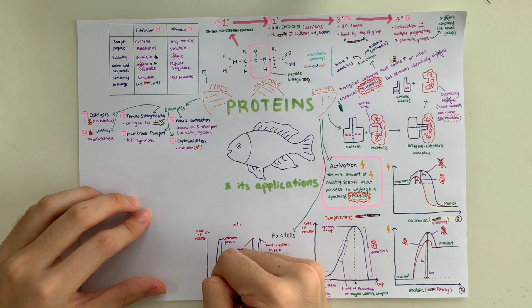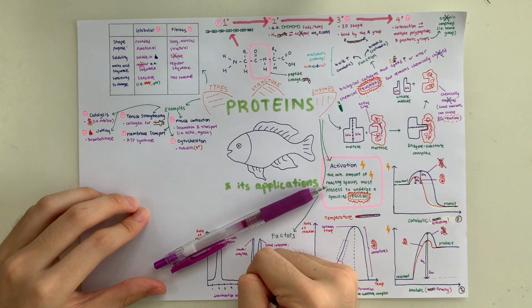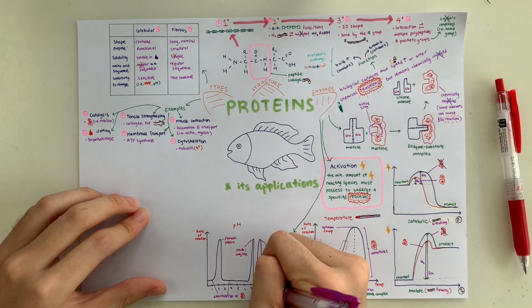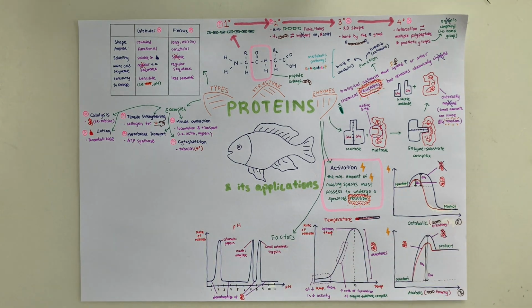This is due to the denaturation of enzymes, where extreme pH levels outside the optimum range cause the active site of enzymes to deform, preventing the formation of enzyme-substrate complex.